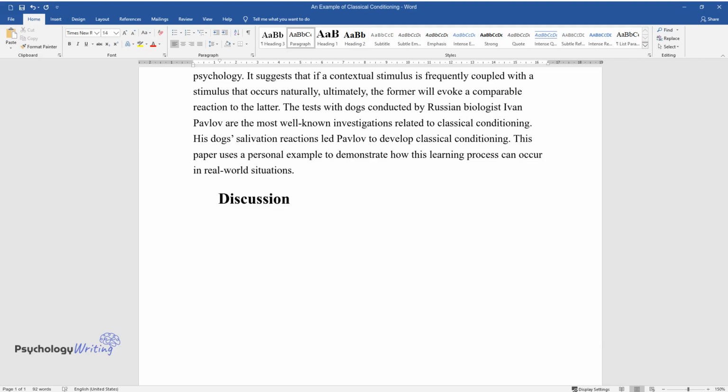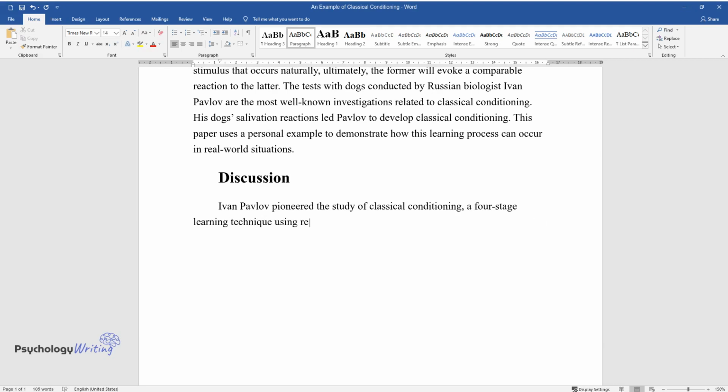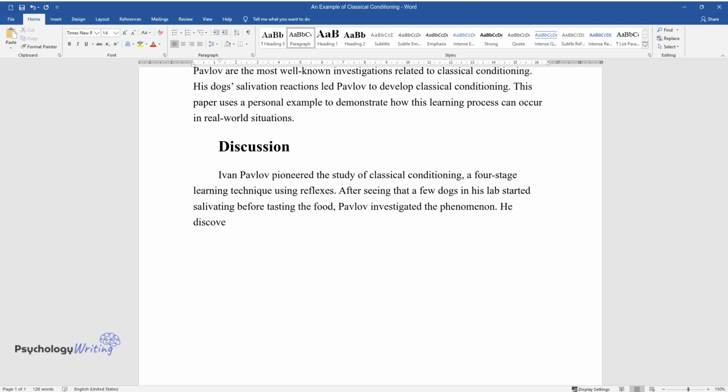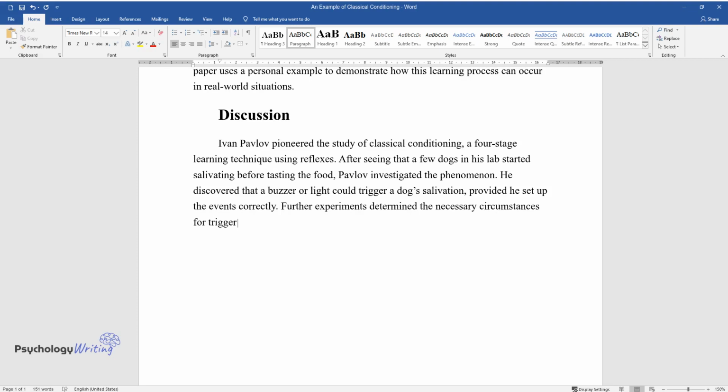Discussion. Ivan Pavlov pioneered the study of classical conditioning, a four-stage learning technique using reflexes. After seeing that a few dogs in his lab started salivating before tasting the food, Pavlov investigated the phenomenon. He discovered that a buzzer or light could trigger a dog's salivation, provided he set up the events correctly. Further experiments determined the necessary circumstances for triggering this phenomenon.